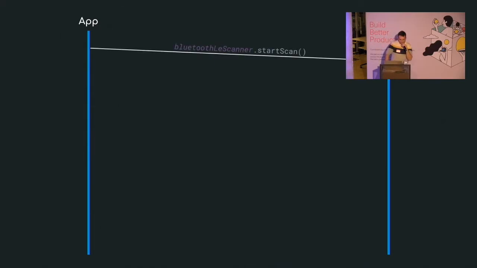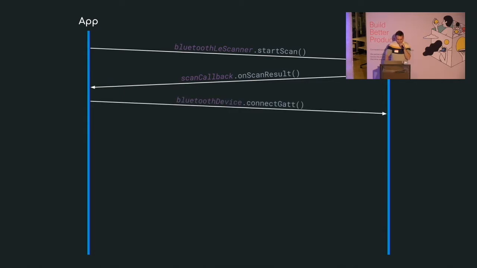So first the app starts scanning. That's an asynchronous call. It takes a while running until it finds a device, and then this callback is called, onScanResult, that will deliver to you all the devices that you found. Actually, it's going to be one call for every time it finds a device around you. So once you find the device you're looking for, you filter it, and then you want to connect to it.